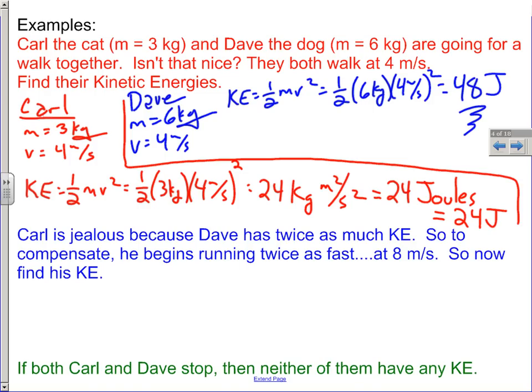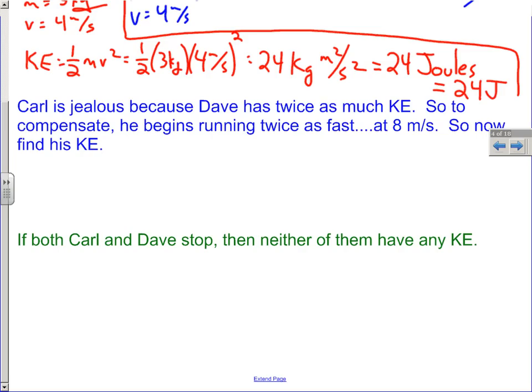Okay. So what did we get? We had twice as much mass, and we also had twice as much energy, right? So what we've just learned here is that the mass is proportional to the kinetic energy. If you double the mass, you double the kinetic energy. Half the mass, half the kinetic energy, etc. So in this example, Carl the cat had less kinetic energy because he had less mass. So let's move down to the next example.